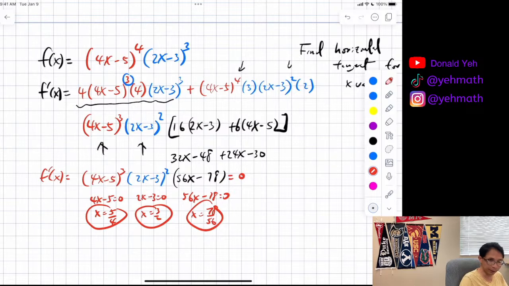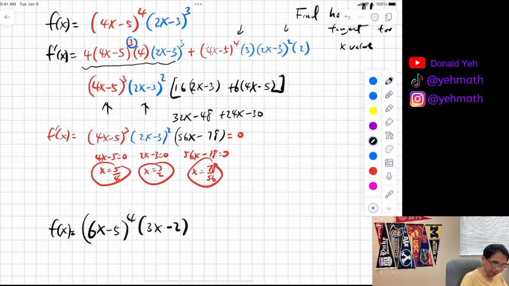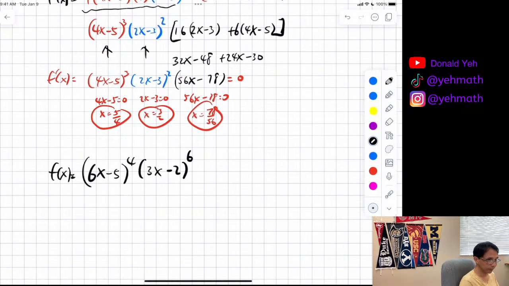There are 3 solutions here. And voila, you got all the solutions, all the horizontal tangents that you can find. Now I'm going to give you a different question, see if you can find it. f of x equals (6x minus 5) to the 4th power times (3x minus 2) to the 6th power. Remember, you factor out the most negative GCF. Most negative, or the least amount of power, this is going to apply to the next one, because next time we're going to factor out the most negative powers.